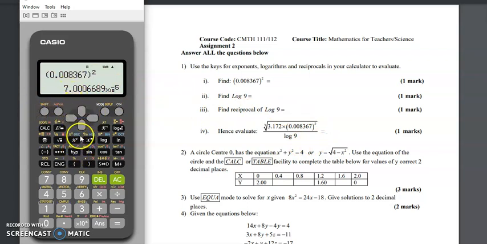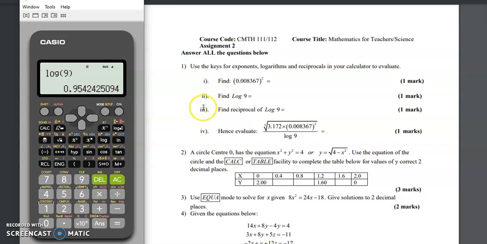So let's take the second question. Find log 9. Put the calculator on again. Simply press on the log and put 9, close the bracket, equal sign, and that gives you 0.9542425094, and that is the solution to this question II.